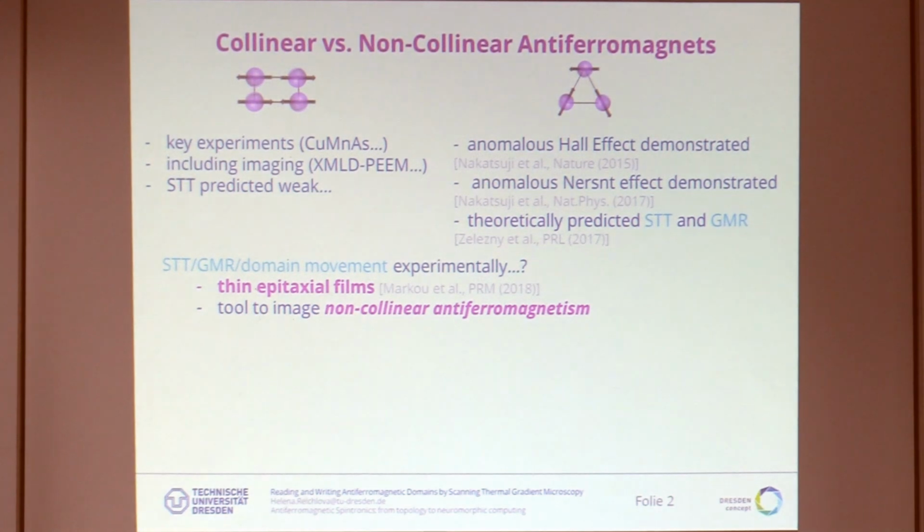So collinear, non-collinear, this was discussed here many times, both of them. And as Matthias, for example, mentioned yesterday, the collinear antiferromagnets are amazing. They show so many cool effects. And it's so cool to imagine that the arrows are really pointing in some direction, and under some current pulse or under some field, they are flipping, they are doing something.